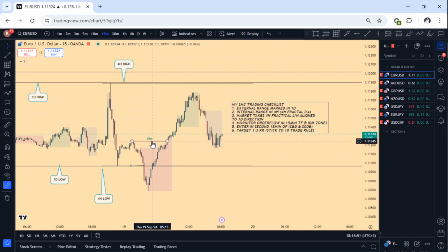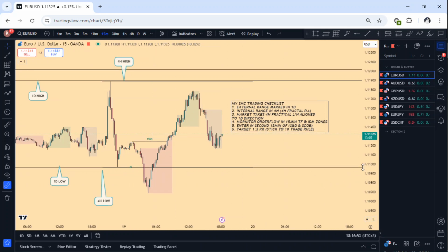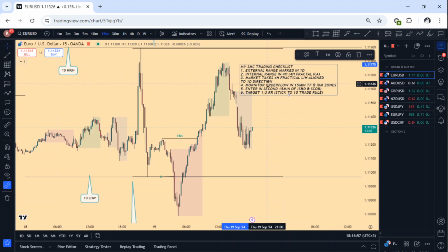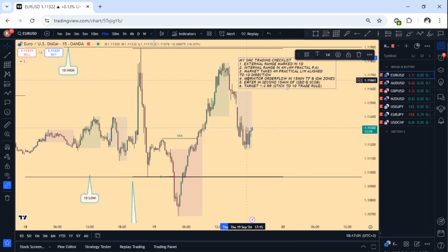So this is the first break. Now I'm waiting for the second break, because it can be breaking like this and then go downward. So I have to monitor order flow in 15 minutes and then enter in the second 15 minutes order flow, supply and demand and scope.